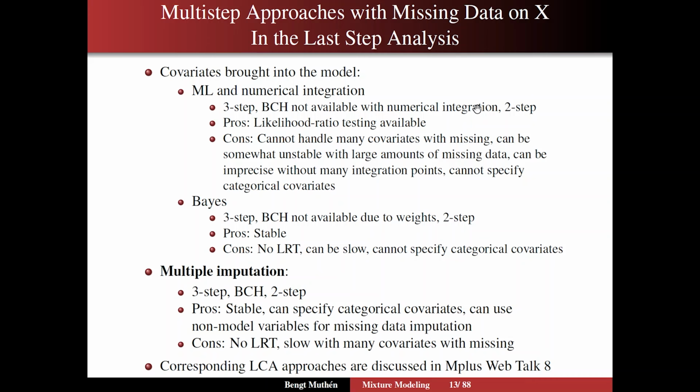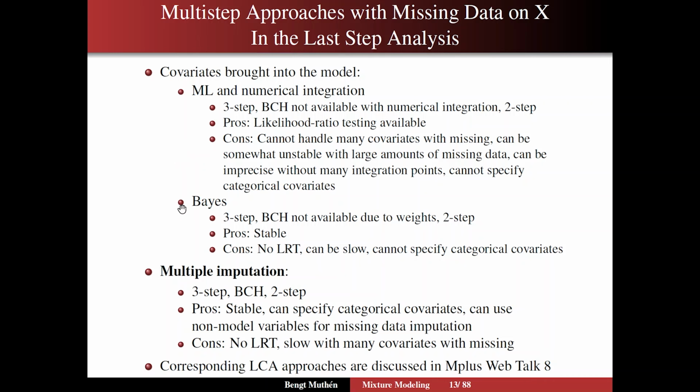It is available in the first step, as we will see towards the end of this talk when we talk about RI LTA, random intercept LTA. 2-step works as well. So the advantage here of ML is, of course, that we have likelihood ratio testing. And then the disadvantage is that you have a hard time handling many covariates with missing. It can be somewhat unstable with large amounts of missing data, and can be imprecise without many integration points. And we cannot specify that the covariates are categorical when that is the case. Remember the binary x1 variable.